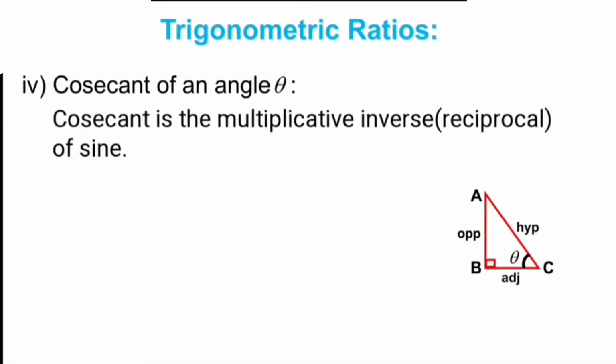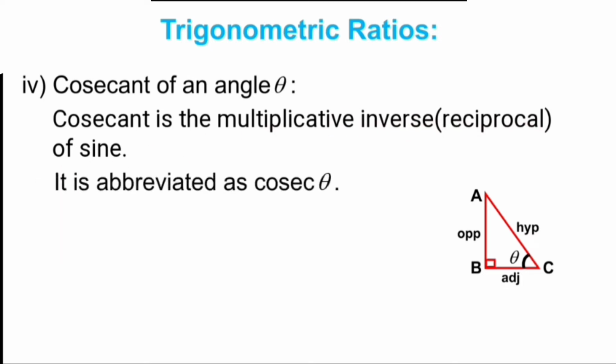Cosecant is the multiplicative inverse or reciprocal of sine. It is abbreviated as cosec theta, but we can also read it as cosecant theta. Children, as per the definition, cosec theta is the reciprocal of sine theta. So, it can be written as cosec theta is equal to 1 by sine theta.